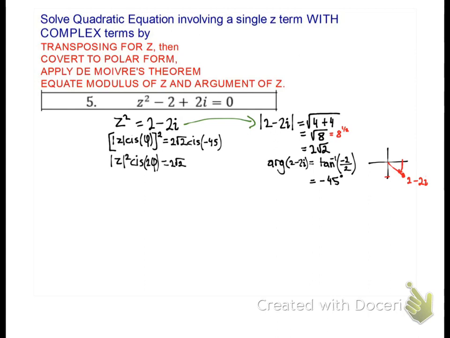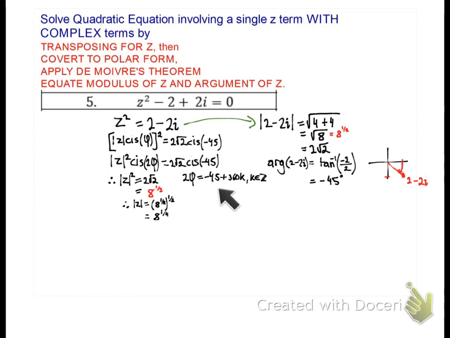Apply De Moivre's theorem. And now let's equate our parts. The modulus is equivalent. Now this 2√2 is the same as 8 to the power of a half. And let's do the square root of that. So overall we're going to get 8 to the power of a quarter. And there's our rule for finding the overall argument of the solutions. Divide by 2 and simplify it.